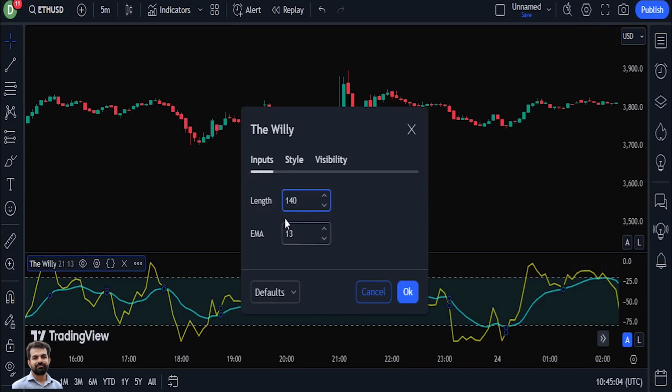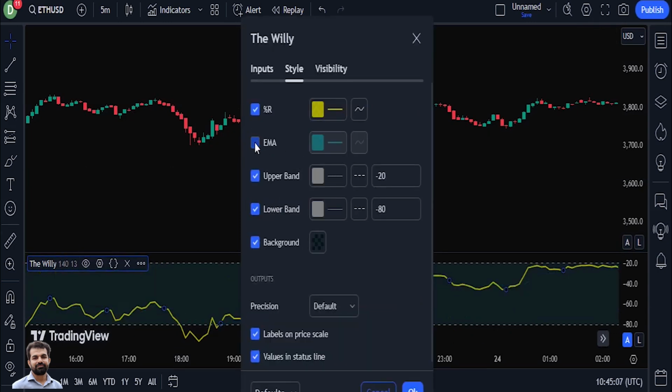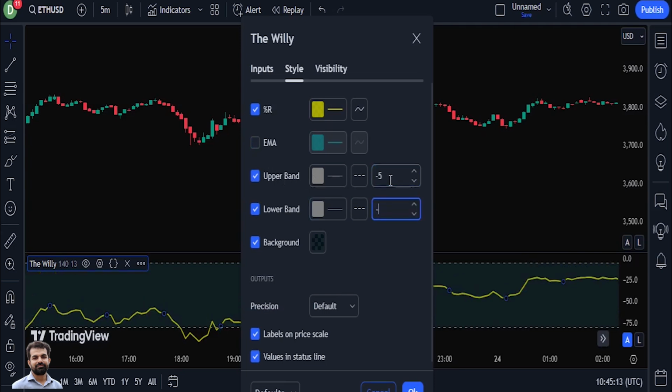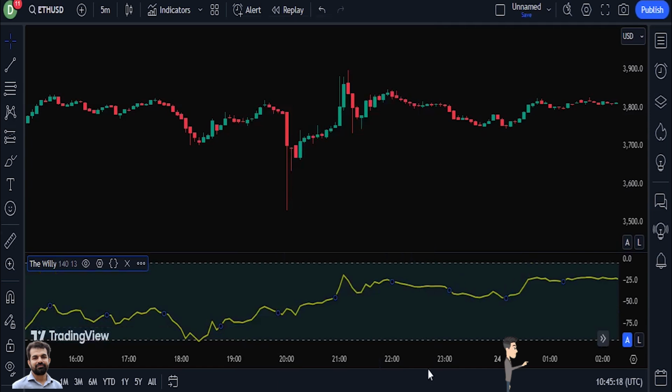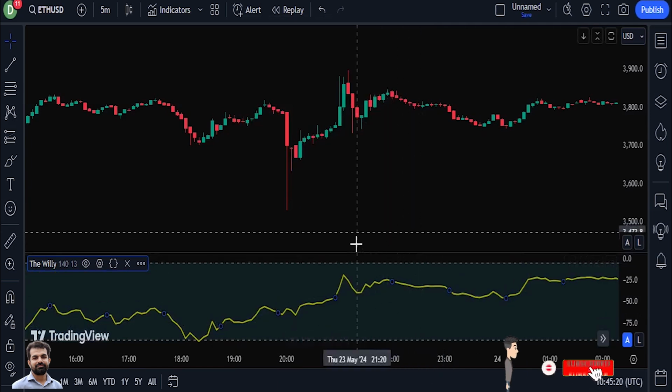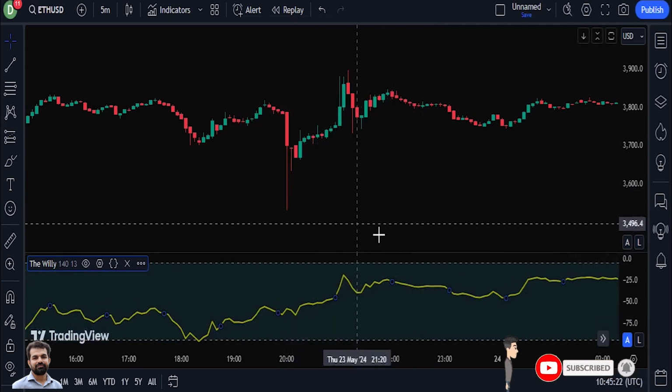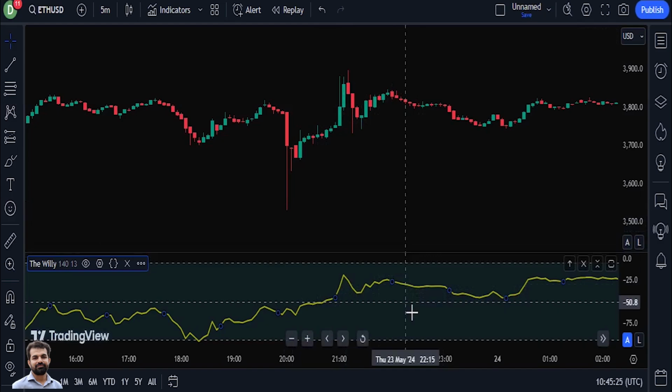Adjust its parameter to 140 instead of the standard 14, and also change the upper band to -5 and lower band to -95. This reduces noise and maximizes the frequency of signals, increasing our chances of catching high probability reversals.